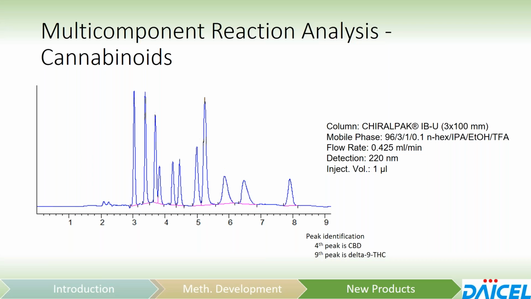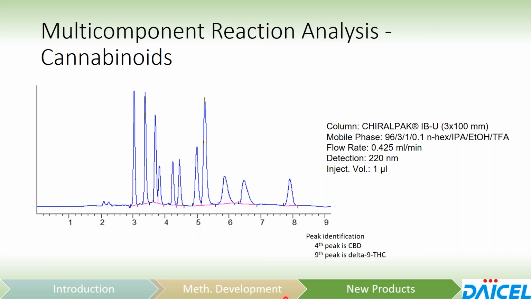This is an example with cannabinoids on CHIRALPAK IBU. Normally under even 3 micron conditions, you see some of these really tight separations here. These would probably end up co-eluting or potentially baseline, 50% baseline, something along those lines.